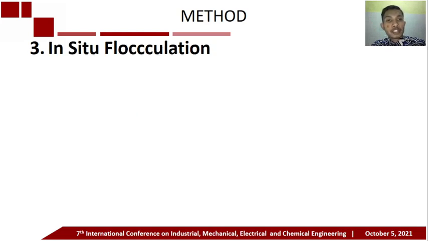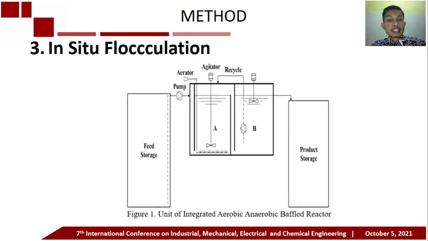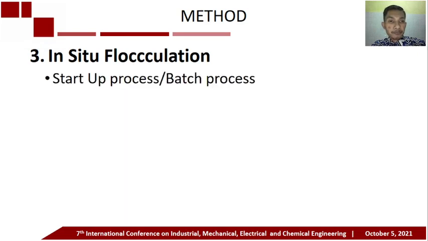In situ flocculation. In situ flocculation, there are two steps. This is startup process or batch process and flocculation process. The in situ flocculation process uses an integrated aerobic anaerobic buffer reactor with a capacity of 10 liters. The reactor was divided into two compartments of A and B. This is unit of integrated aerobic anaerobic buffer reactor with the equipment aerator, agitator, and recycling pump.